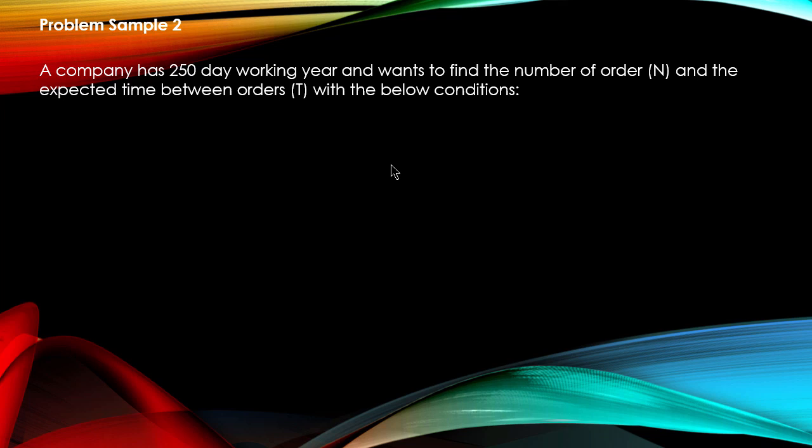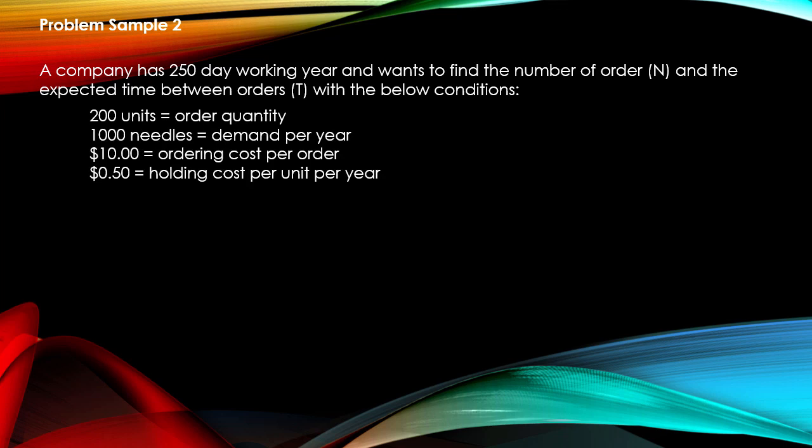A company has a 250-day working year and wants to find the number of orders and the expected time between orders with the below conditions. Order quantity is 200 units, the demand per year is 1,000 needles, ordering cost per order is $10, and holding cost per unit per year is $0.50. I have here the solutions with the given figures above.